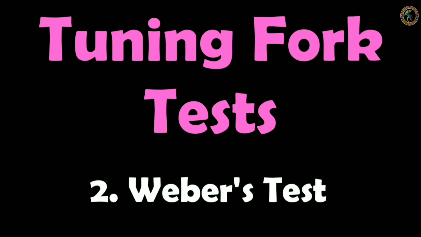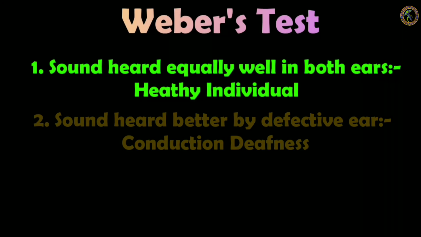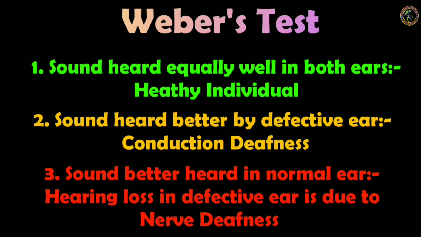Weber's test. In this, only bone conduction is tested. Place the base of the vibrating tuning fork on the forehead and ask the subject to indicate whether the sound is heard equally in both ears or is better heard in one of the ears.